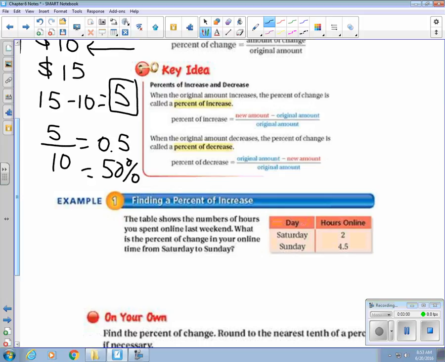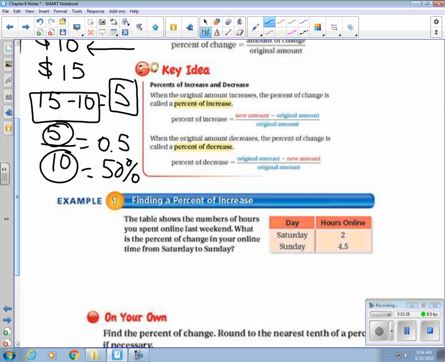A percent of increase is the new amount minus the original amount. And you'll notice that I did that over here, 15 minus 10, divided by the original amount. 15 minus 10 was equal to 5. That was right here. And then I divided by the original amount, which was right there, 5 over 10. And then we changed that into a decimal and then into a percent. So that's a percent increase when the value increases.